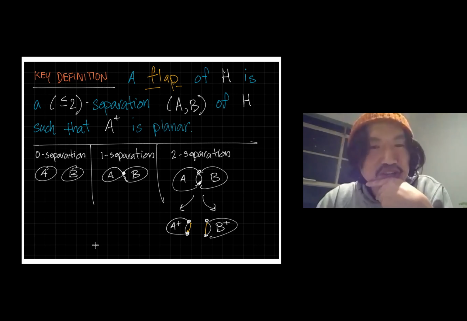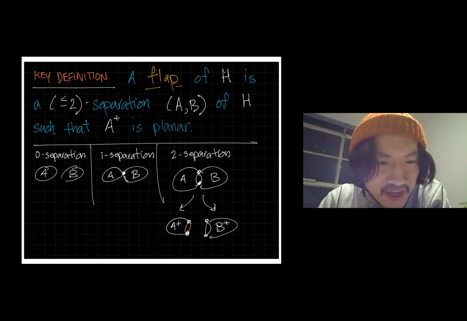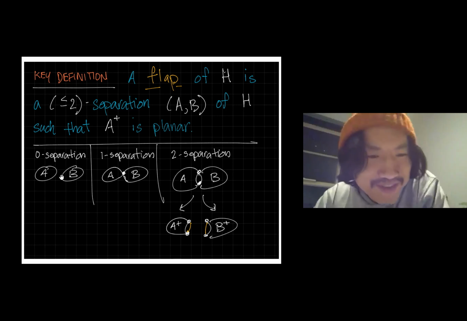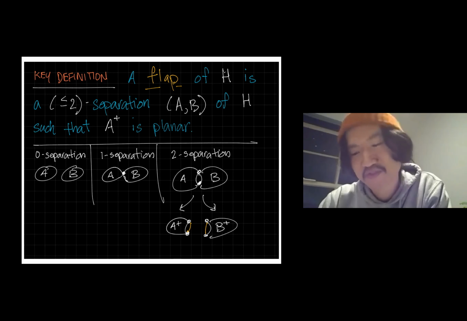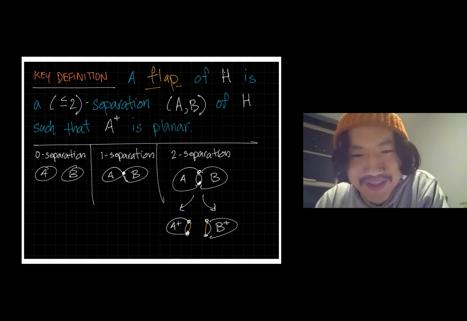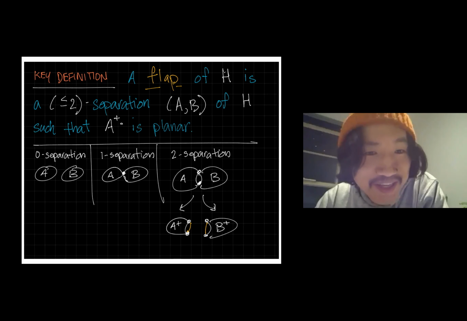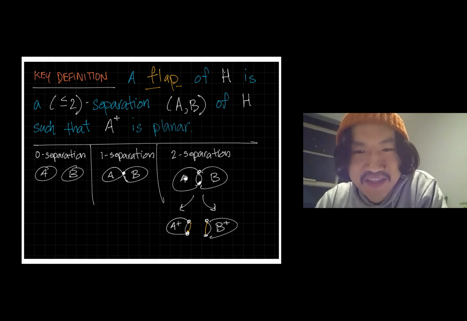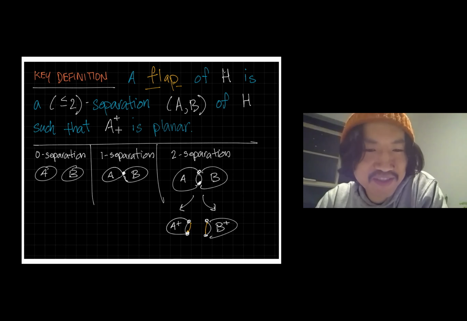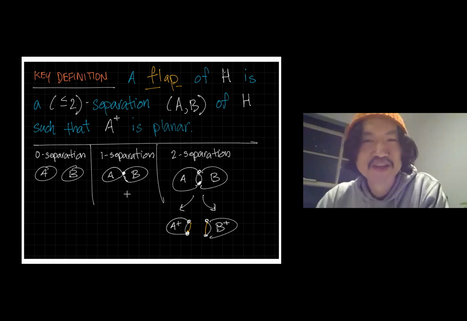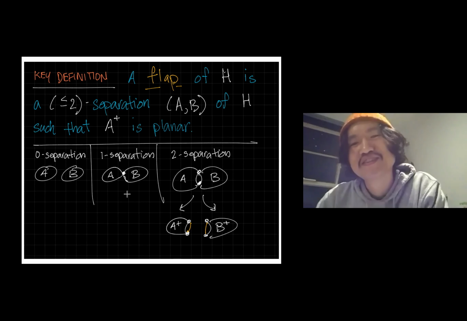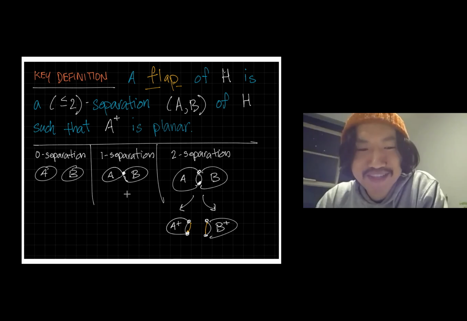So here I've drawn, I guess you can see my hand, right? Okay, so this is a zero separation, this is a one separation, and this is a two separation, and for this talk, you don't need to know what a three separation is. But you do need to know what this A plus is. It just means that in case you're a two separation, you add that edge between the vertices on the boundary, and if you're a zero or one separation, A plus is just A. So a flap is a low order separation where one side is planar.